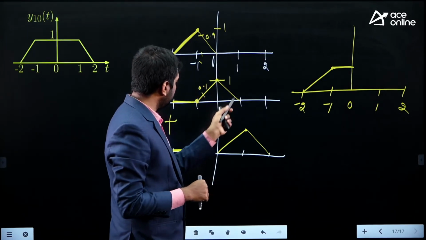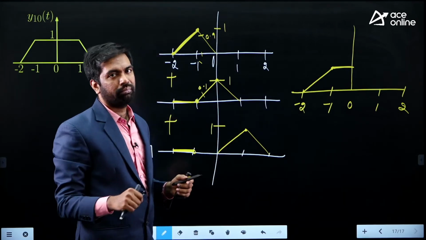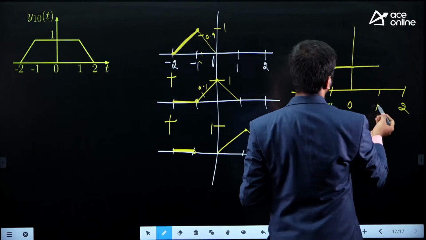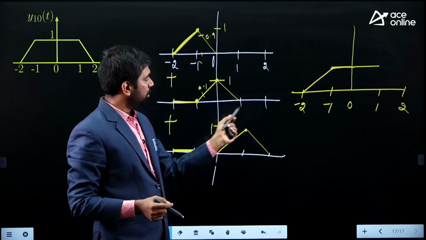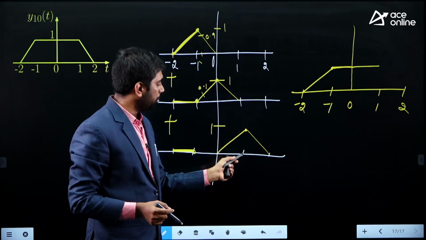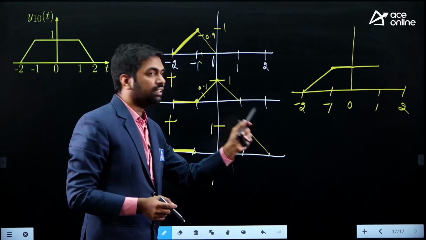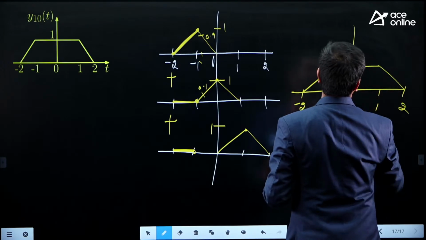From 0 to 1, this is decreasing, whereas this is increasing. Again, a constant will be maintained. So like this, up to what? 1. From 1 to 2, there is no signal here, but from 1 to 2, there is a signal like this. When you add, you get this as the result.